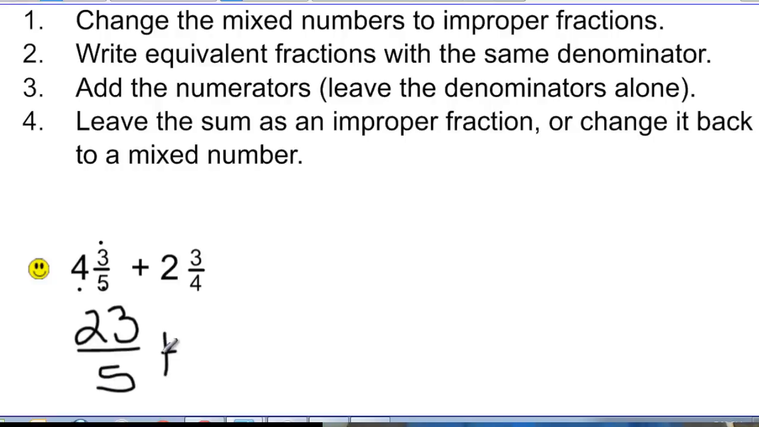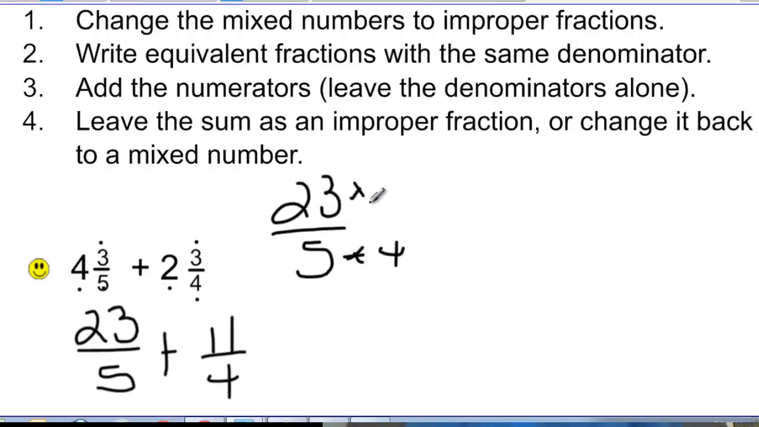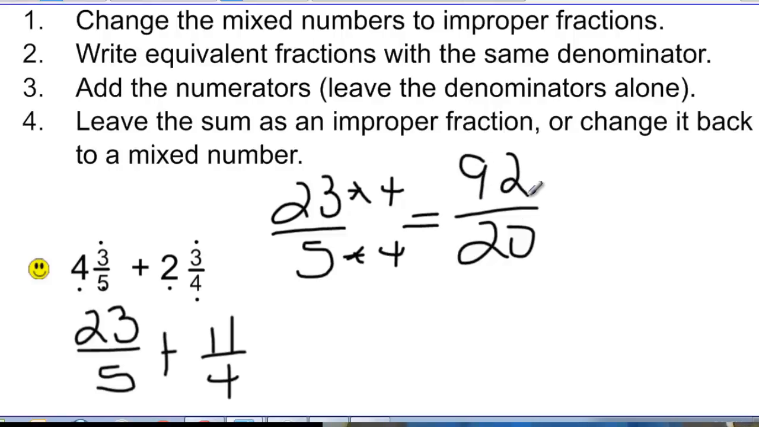So then do the same thing here. I'm going to do 4 times 2 is 8, plus 3 is 11/4. So now I again have to write equivalent fractions with the same denominator. So I'm going to change 23/5 and 11/4 so that they both have a denominator of 20, because 5 and 4 both divide evenly into 20. We're going to multiply both of these by 4, so that we would have 20 in our denominator. And then 23 times 4 is 92, so I have 92 twentieths.